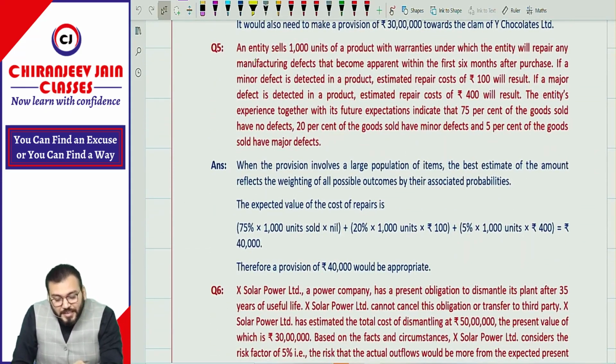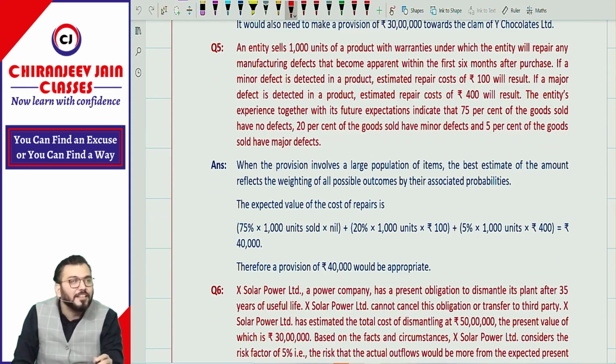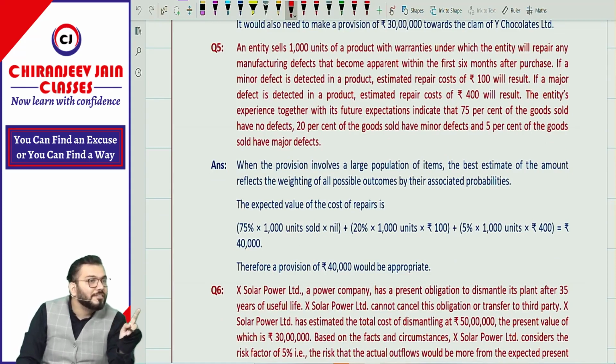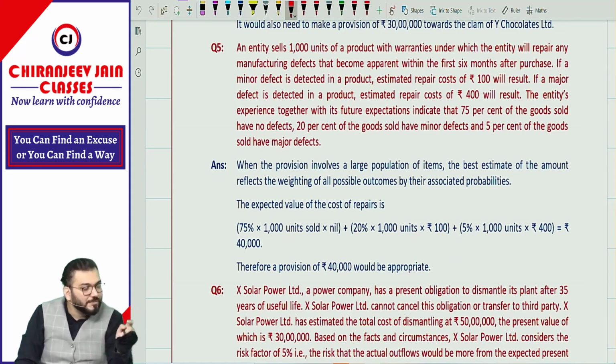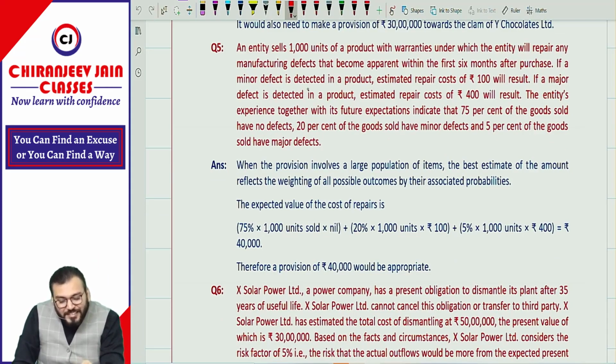Let's see. An entity sells 1000 units of a product with warranties under which the entity will repair any manufacturing defect that becomes apparent within the first 6 months after purchase. First 6 months means time value of money is not material. Understood this point? If a minor defect is detected in a product, estimated repair cost of 100 will result. If a major defect is detected in a product, estimated repair cost of 400 will result. The entity's experience together with future expectation indicate that 75% of the goods sold have no defect, 20% minor defect, 5% major defect. Similar example.